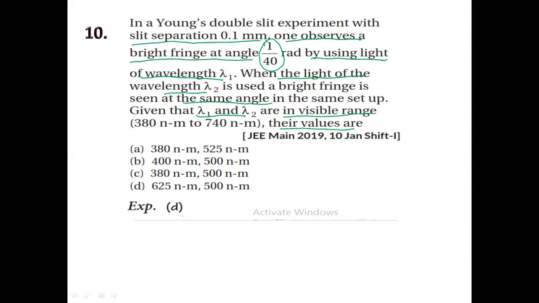Firstly, they gave the slit separation distance, or we can write it as slit width, that is given as 0.1 mm. And the angle they gave as 1 by 40 radian, right? From previously we got sine theta is equal to yn by capital D.